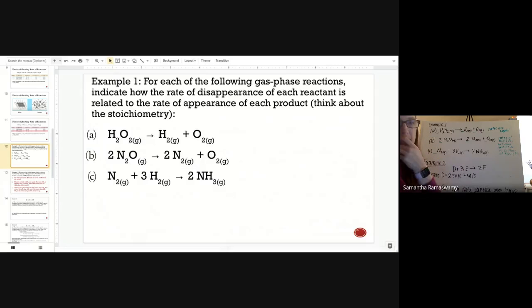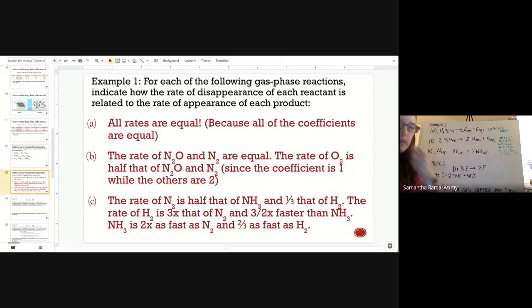So here's how I typed this one out. The rate of N2 is half that of NH3 and 1/3 that of H2. The rate of H2, which now has a coefficient of 3, is 3 times that of N2 and 3/2 times faster than NH3. Then NH3 is 2 times faster than N2 and 2/3 faster.